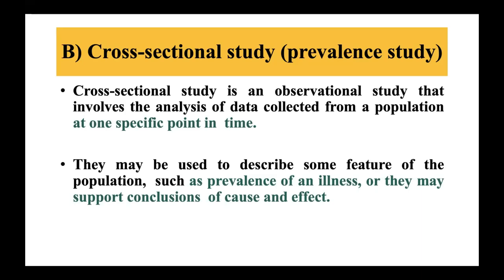The cross-sectional study is an observational study that involves the analysis of the data collected from the population at one specific point of time. They may be used to describe some features of the population, such as prevalence of an illness, or they may support conclusions of the cause of the effects. In this cross-sectional study, I have used the terminology prevalence. Can anybody define what is the prevalence?